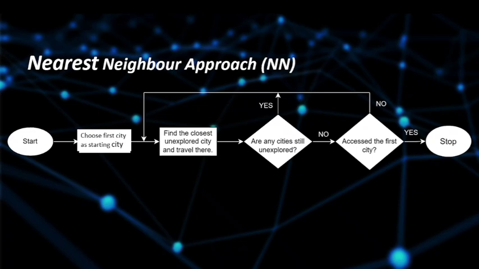If no, that means there is no city which is unexplored, then it would check if it has accessed the first city. If it has not accessed the first city, then it would go back to the starting city, which is the first city. And if the first city is already accessed, then the algorithm would stop. Here, the first city is always considered as the starting city, which has an index of 0.